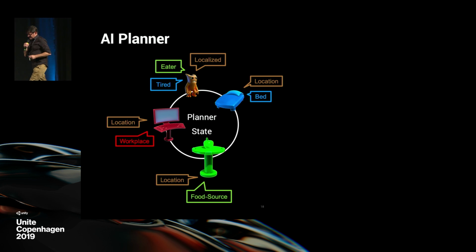Okay, so let's return a little bit in the talk. I showed you we are going to create a graph. This is how we create a graph. This is a state, a planner state. A planner state is a set of objects with traits attached to them. So that's a possible state. You have one agent and three locations. The agent is an eater, he's tired, which means he has fatigue and he can sleep. One location is a bed where he can sleep. Another location is a workplace, he can work. Another location is a food source.